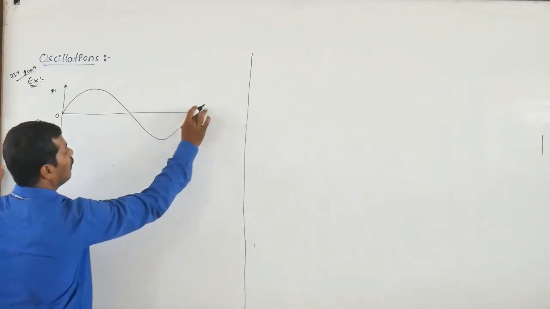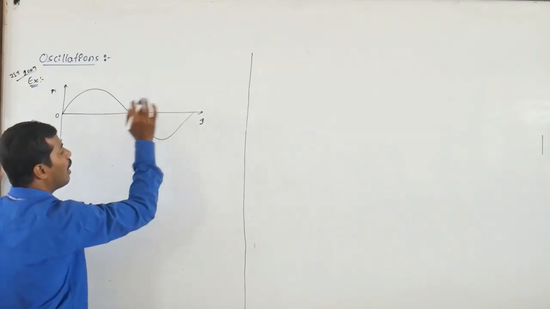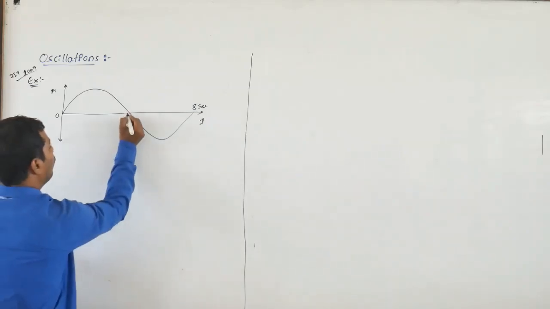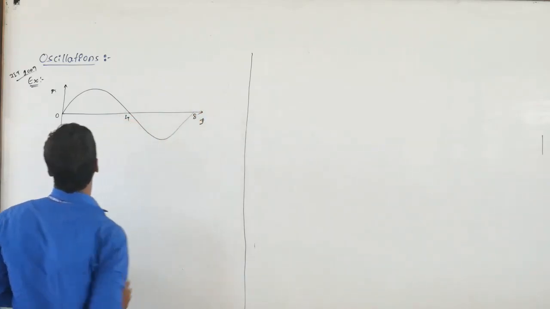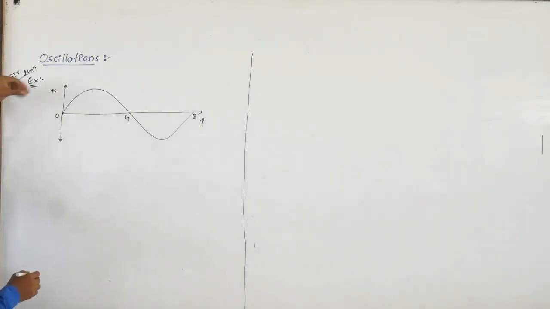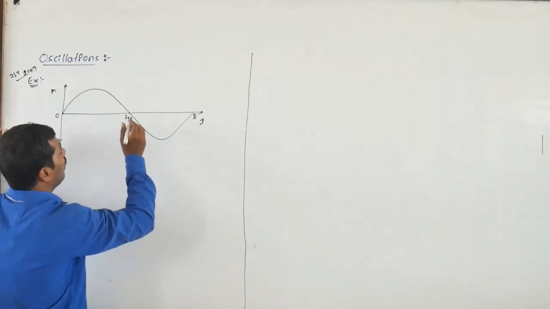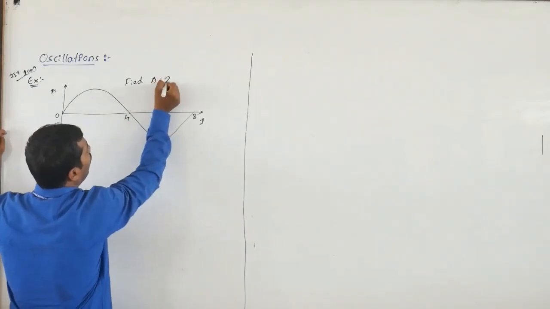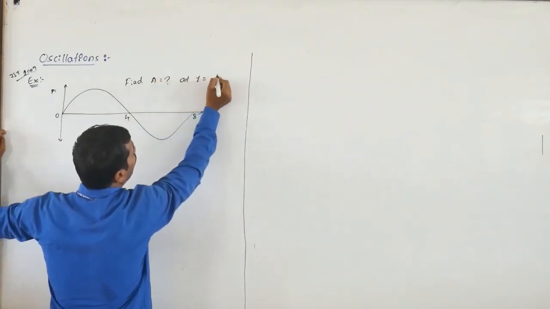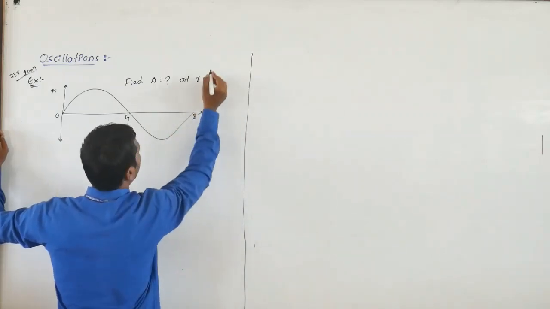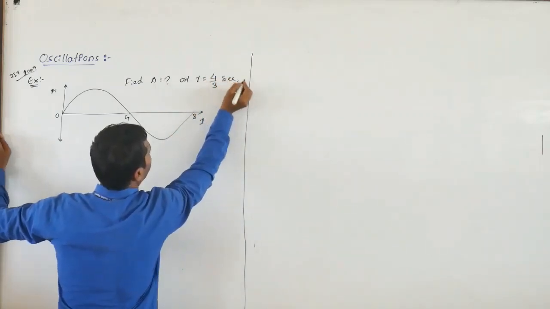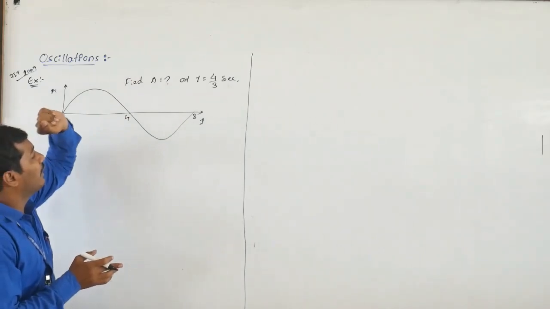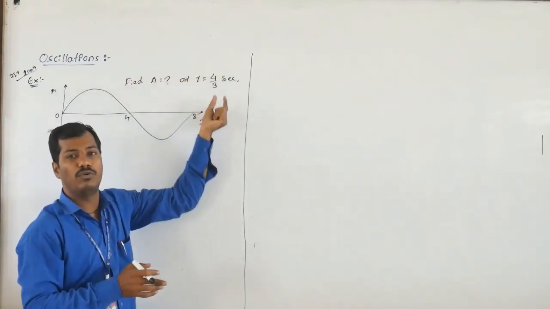It completes one period after a time of 8 seconds. It is 4 and it is 8, that is the time, and its maximum displacement is also marked. We have to find the acceleration of the particle at t equals 4 by 3 seconds. What is the acceleration of the particle at t equals 4 by 3 seconds?